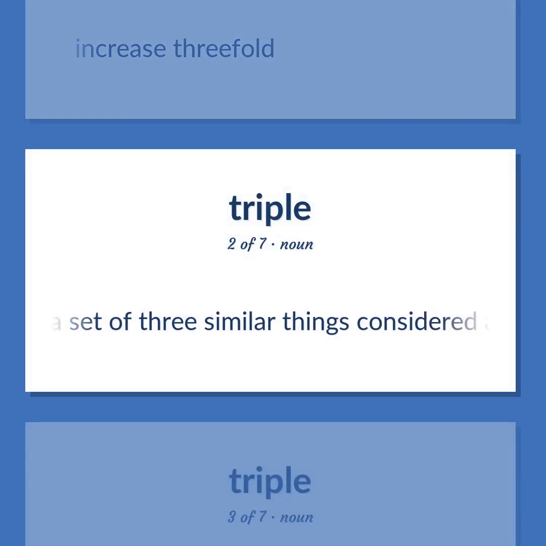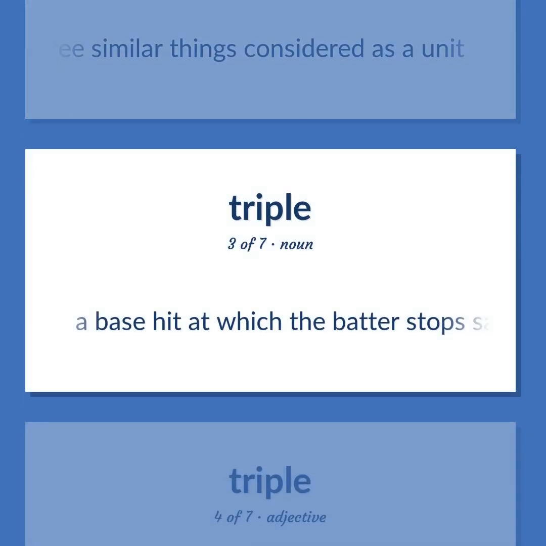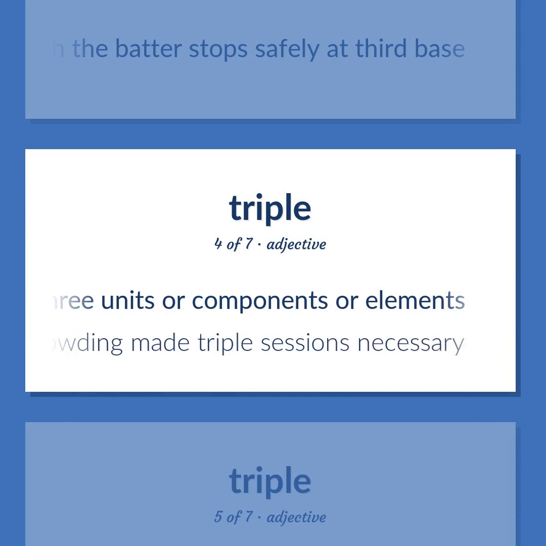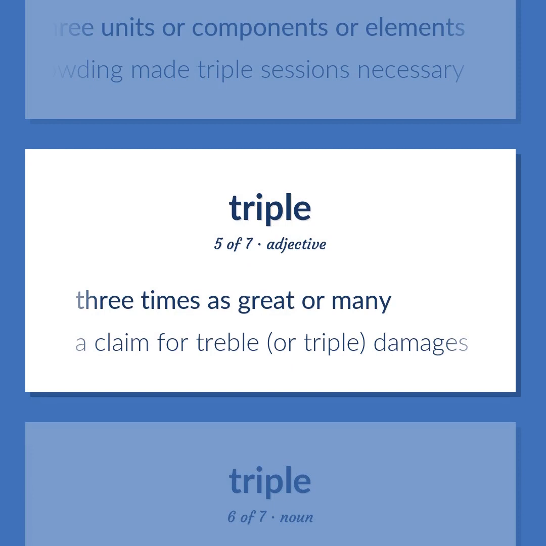A set of three similar things considered as a unit. A base hit at which the batter stops safely at third base. Having three units or components or elements. Overcrowding made triple sessions necessary. Three times as great or many.